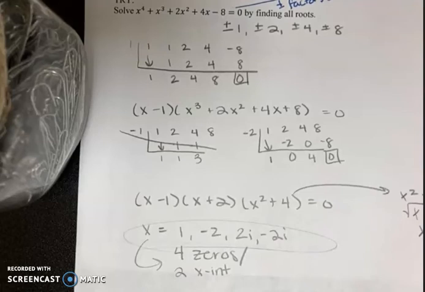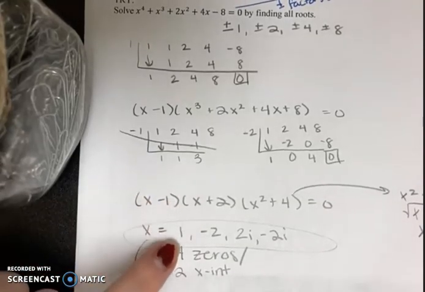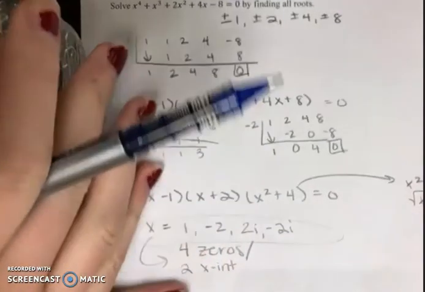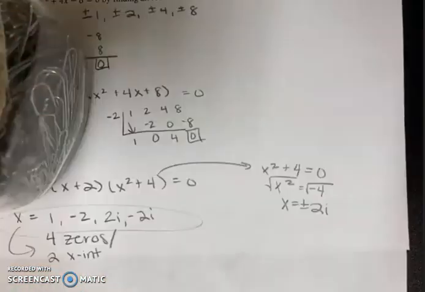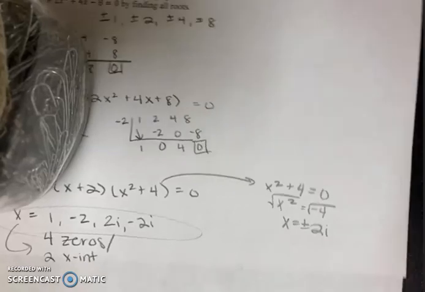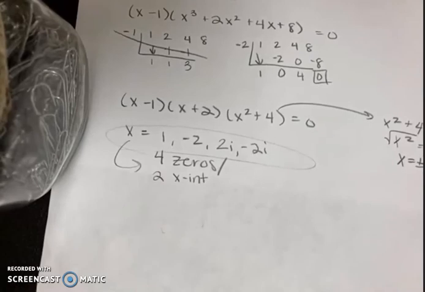Now is the time to set each parentheses equal to 0. The first two are pretty easy. That just gives me 1 and negative 2. The last parentheses, x squared plus 4 equals 0. I subtracted 4 from each side, took the square root. Remember, when you take the square root, you must include plus or minus. And because it was a negative root, I have an imaginary solution. So my 4 zeros are 1, -2, 2i, and -2i.